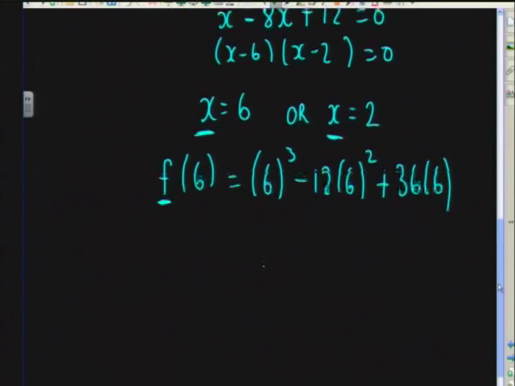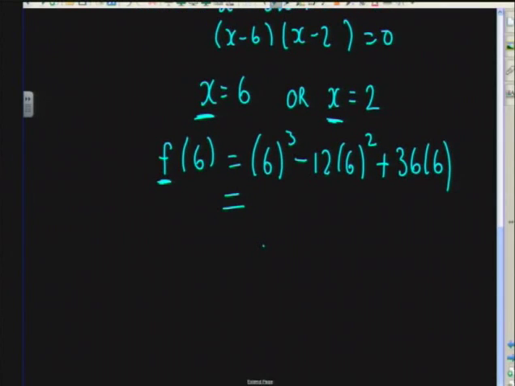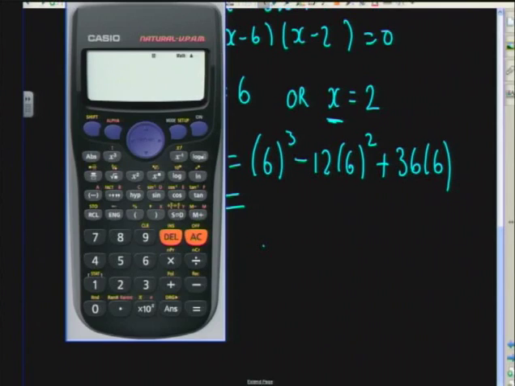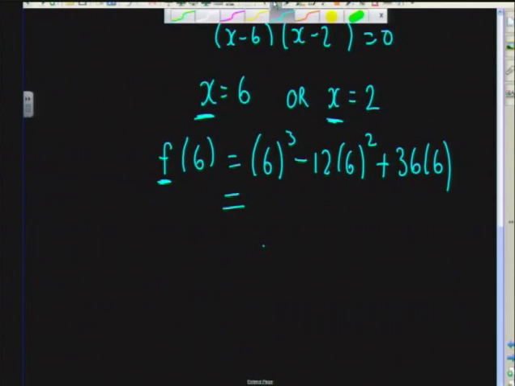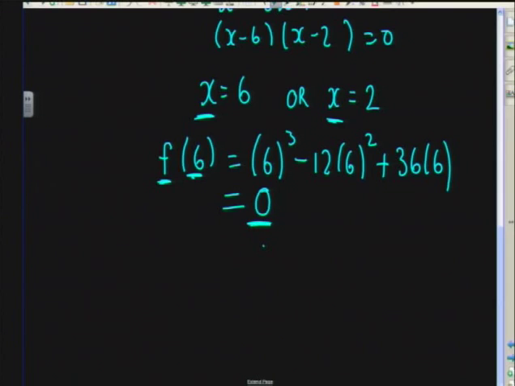These can get quite long, and you can get funny decimals, all perfectly acceptable. So just be sure that you're putting the right things into your calculator. We're going to enter 6 and cube that, minus 12 times 6 squared, plus 36 times 6, and we get 0. So f of 6, when I put in an x value of 6, I get out a y value of 0. So therefore, one of the stationary points is (6, 0).